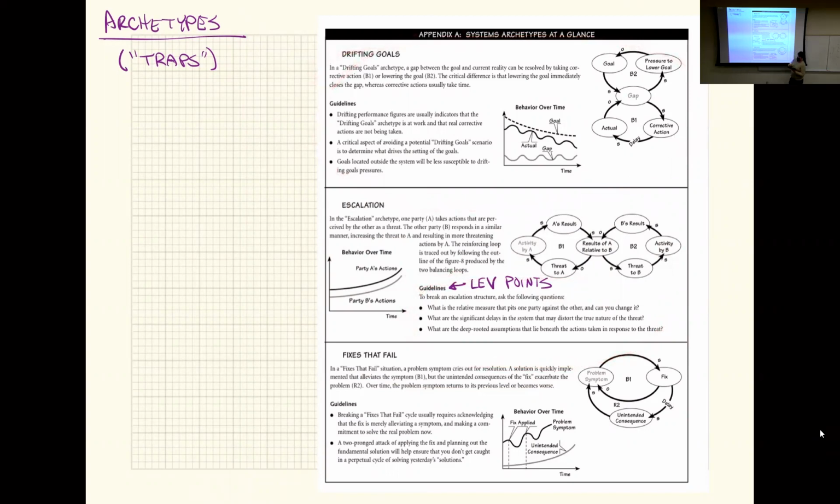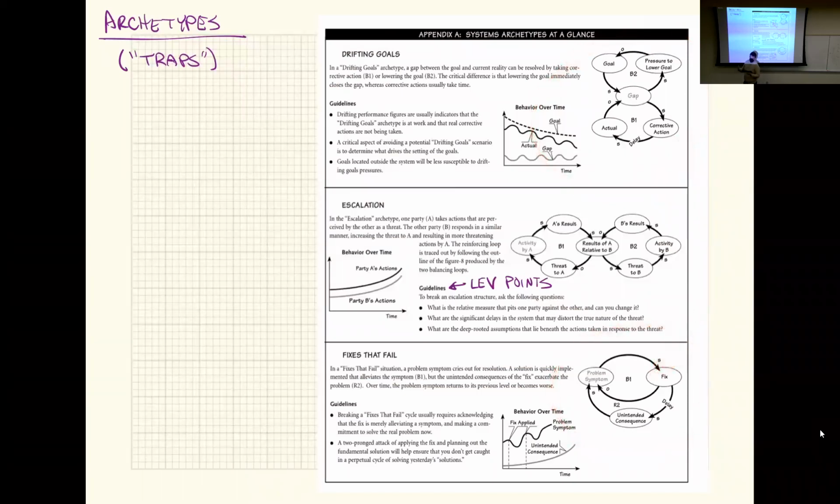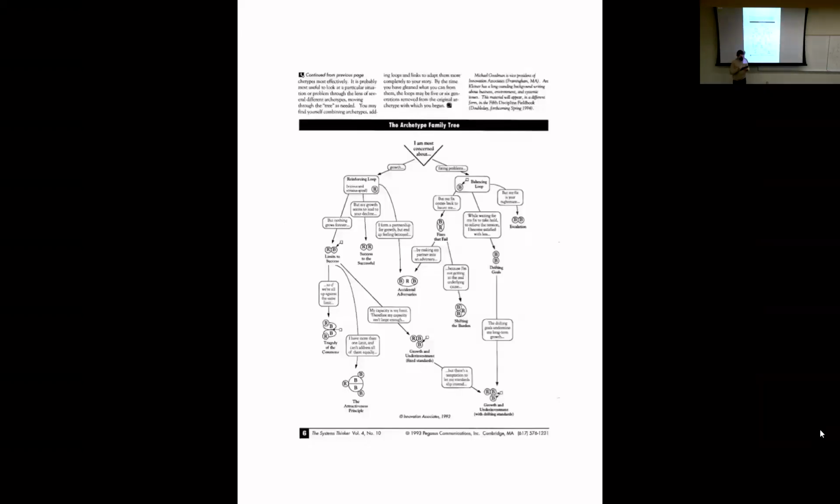And so before we go through some of the ones that I want to make sure we hit on here, I hope you notice that there are a lot of close relationships between, especially, drifting goals and fixes that fail. There are a lot of things that sound similar and loop structures that look similar. And that is why I wanted you to read this other article about the Archetype Family Tree, which I'm going to grab here and pull over so you can zoom in on it.